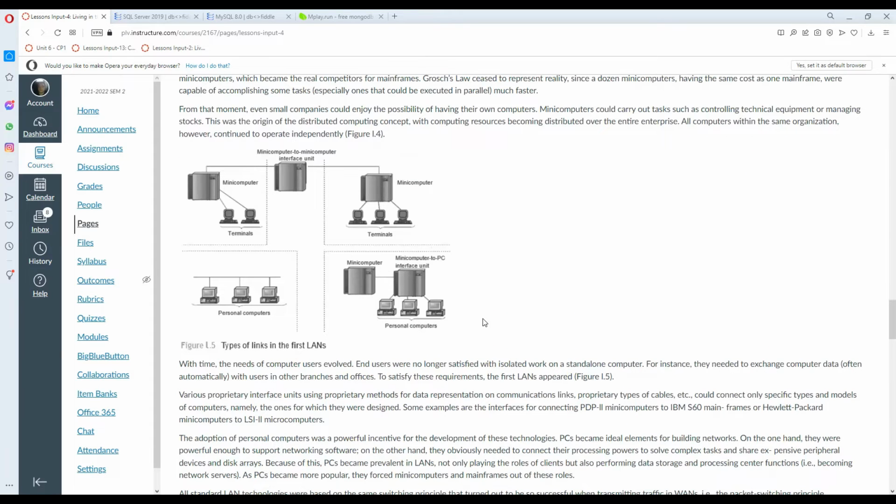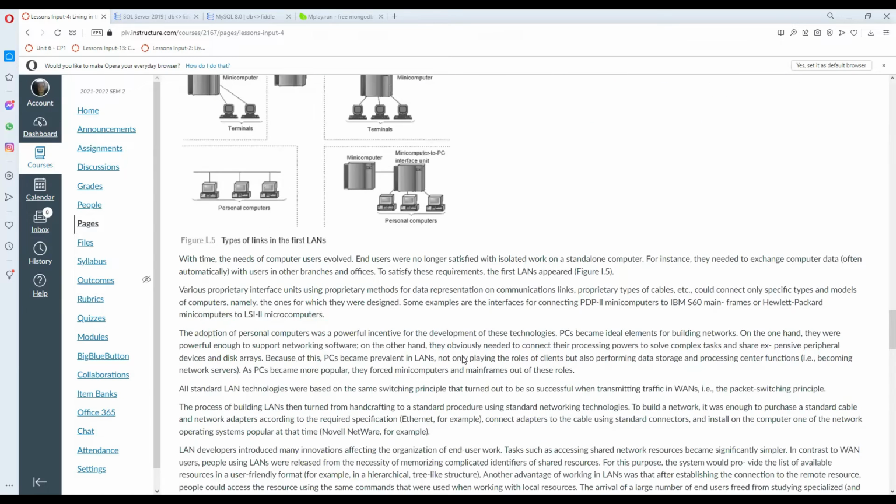Types of links in the first line. So we have here mini computer to mini computer. We have an interface unit so that they can be interconnected. We have a set of personal computers. We also have a computer to interface unit going to personal computers, and personal computers querying the mini computer.